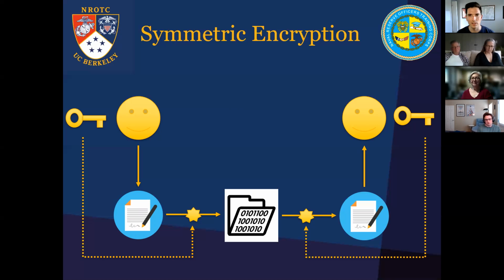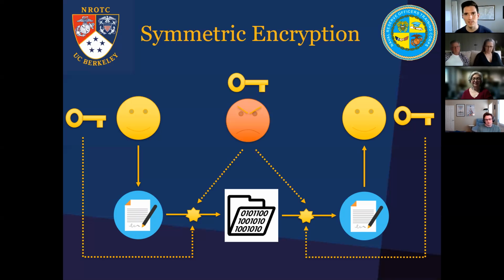Great, submarines are great. The problem here is that if anyone else has that same key, they can also decrypt that text at any time. So they could decrypt my message, change the message, re-encrypt it, and then send it to Nate. Something that's called a man-in-the-middle attack.